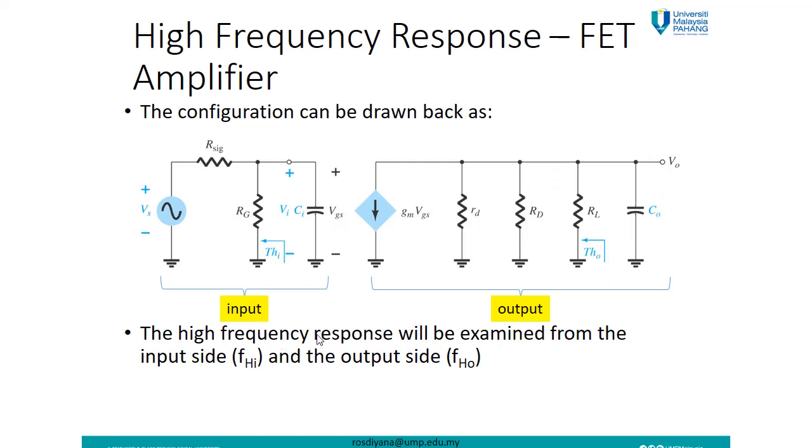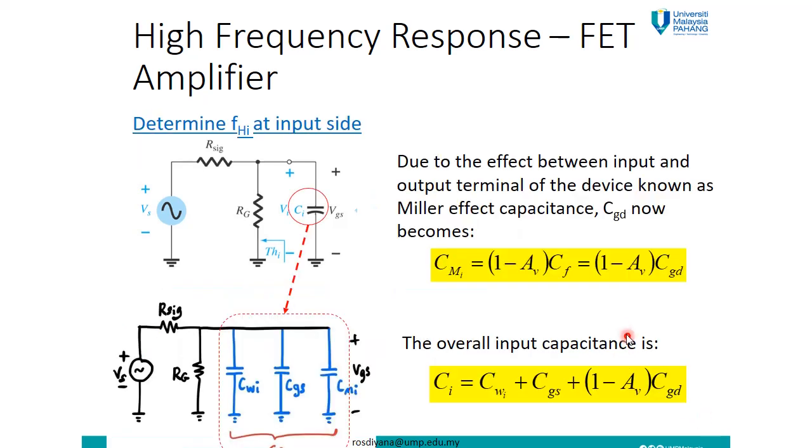So the high frequency response will be examined from the input side, and we get FHi, and the output side is FHout. Now we examine them one by one. We start with FHin first, at the input side. Let me see this figure.